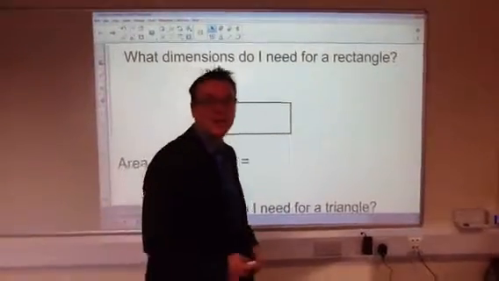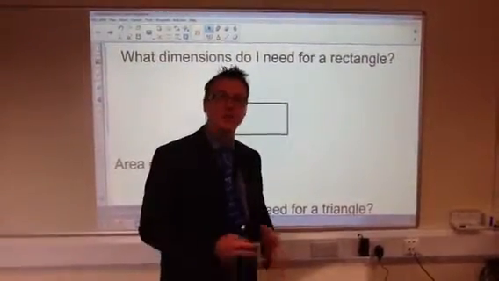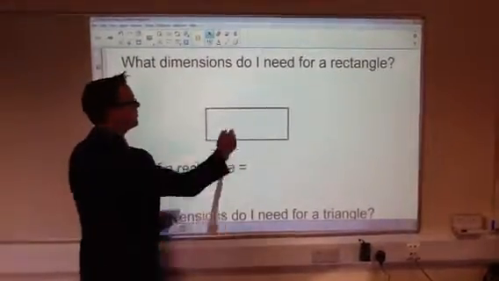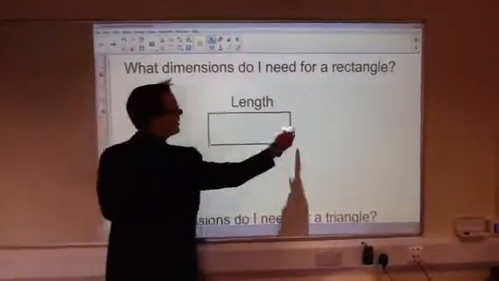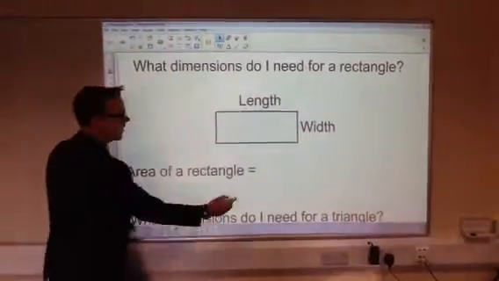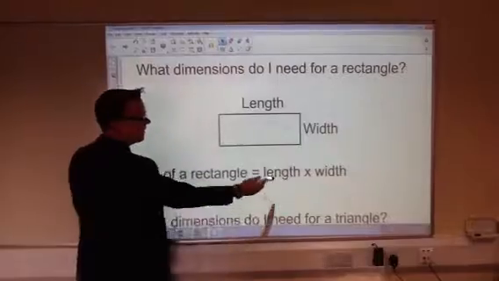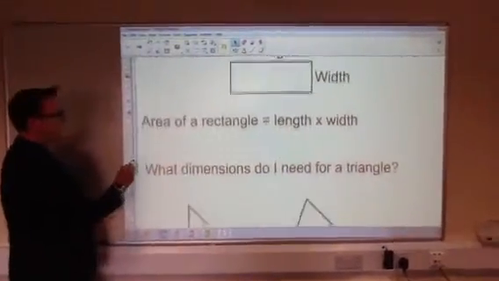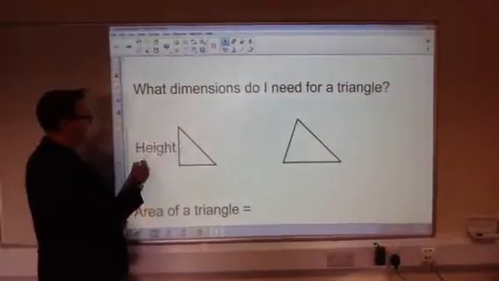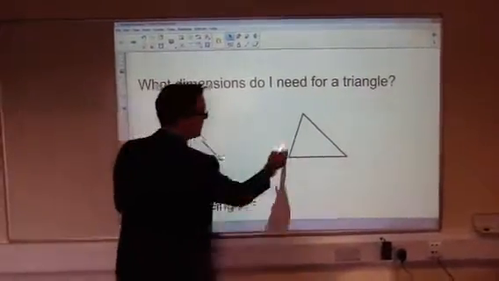Okay, today we're looking at how to find the area of shapes and compound shapes. First of all, just to remind you, what dimensions do I need for a rectangle? I need two dimensions: the length and the width. Okay, and what we do with the length and the width to find the area is we times them together, length times width. For a triangle, what dimensions do I need? Well, it's quite simple. You need the height and the base.